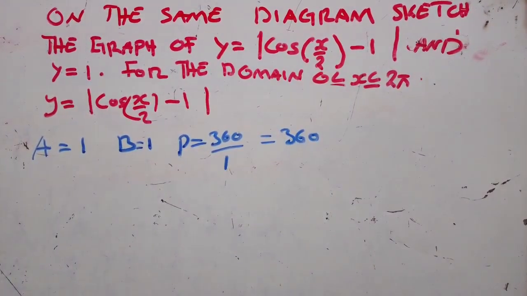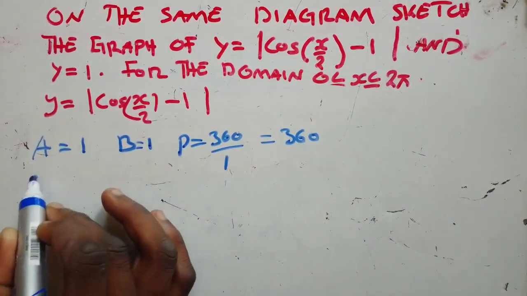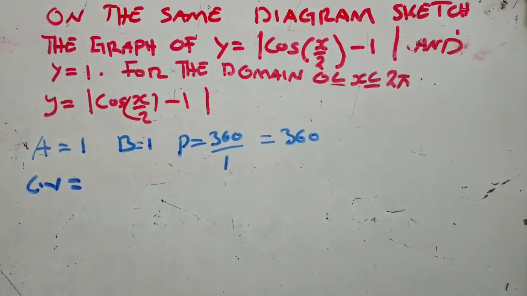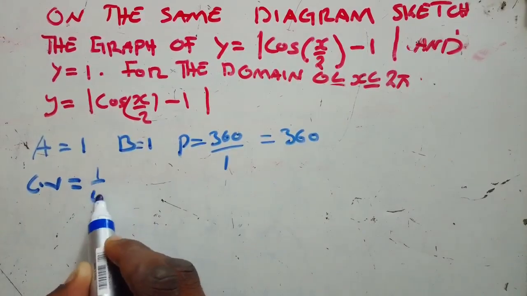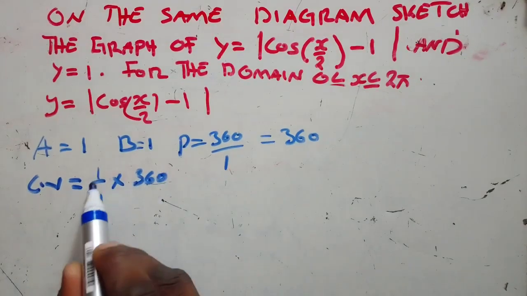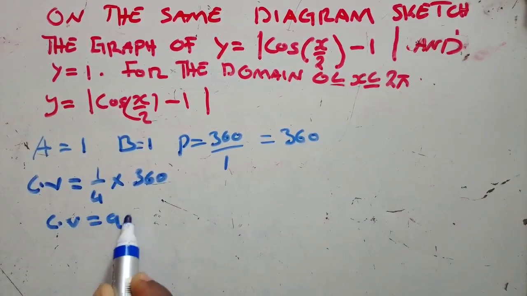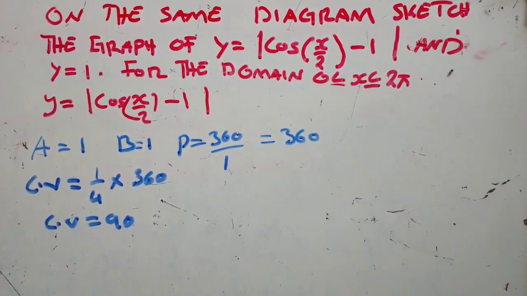Having found this, you also find the counter value and the phase shift. We know that the counter value, which is represented by CV, is equal to 1 over 4 of the period. Our period is 360, so we have 1 over 4 multiplied by 360. This will give you 90. So our counter value is 90.